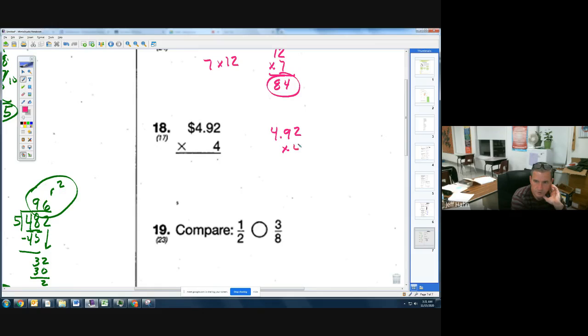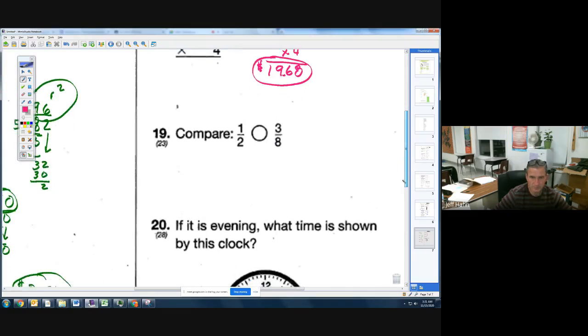$4.92 times 4. Again, this is in dollars, so my answer needs to be in dollars. 4 times 2 is 8. 4 times 9 is 36. Carry the 3. 4 times 4 is 16, plus 3 is 19. I cannot leave my answer as 1,968 because we are talking money. It should be $19.68.